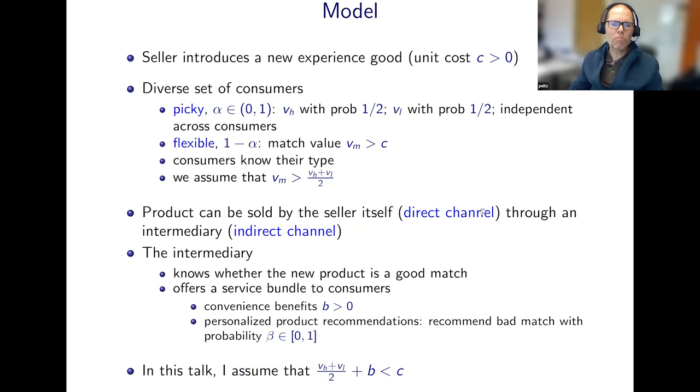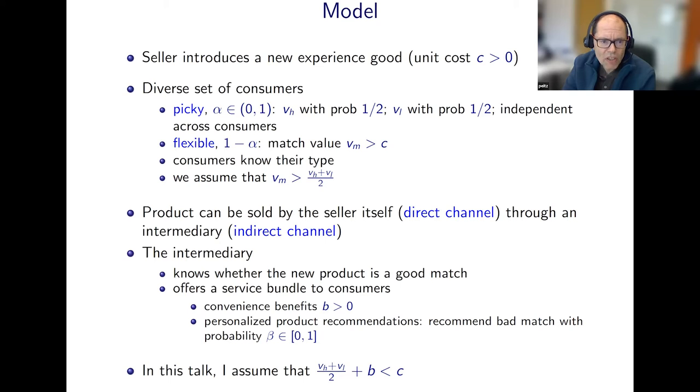Okay, so here's a very simple model. We have an experience good, which is introduced in the market. There are picky and flexible consumers. The fraction is exogenous: fraction alpha is picky. The picky consumers have high or low valuation. Here, for simplicity, just suppose that the probability is one half, one half. And then there are the flexible consumers. For this presentation, they derive some consumption value, VM, and that is greater than the marginal cost of production.